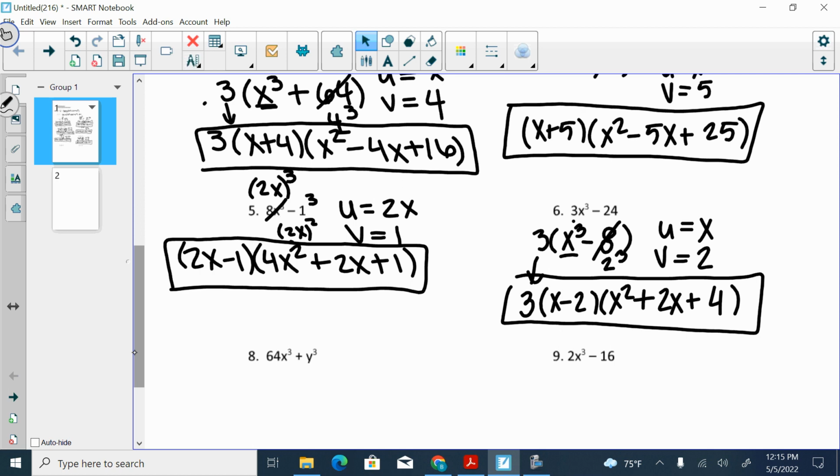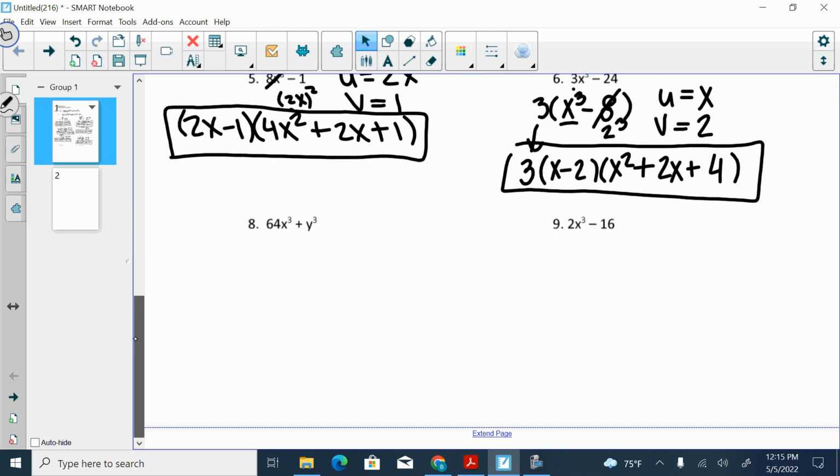Alright, just a couple more. Okay, on number 8. We don't have a GCF, right? So we can't take 64 out of the other one. So that means we got to fix the 64, right? What can I turn the 64x into? Very good. So I mark this out, and I have 4x in parentheses raised to the third. And is the y good as it is?